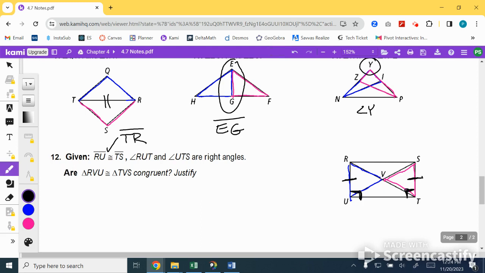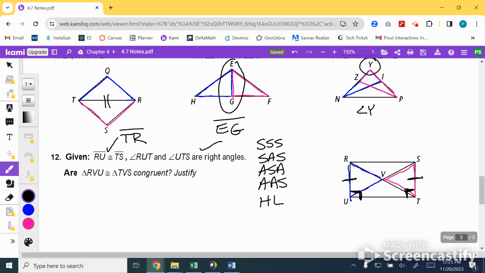Okay. Triangle RUT and triangle UTS. Those are right angles, so I marked them with a box. So now I've got my picture marked, and I'm trying to decide if my triangles are congruent. As a review, just remember that what I need is SSS, SAS, ASA, AAS, or hypotenuse leg. So I have 5 possibilities that I can use.